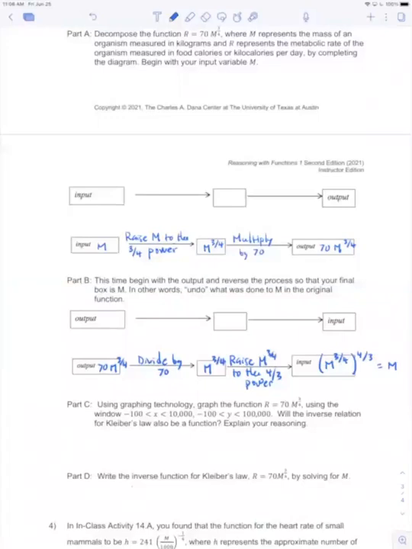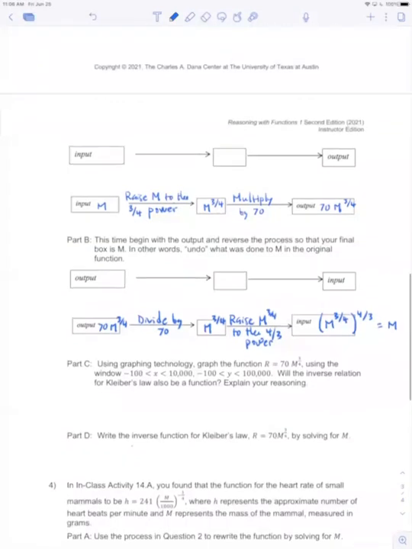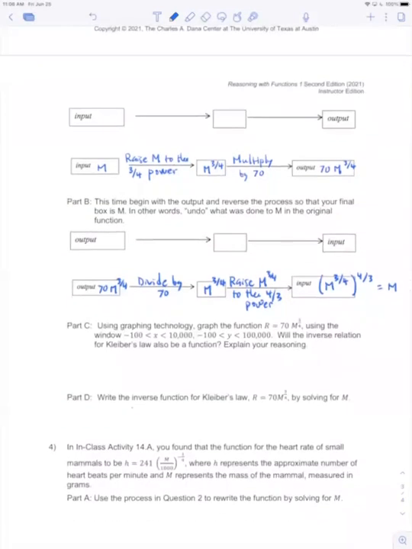Write the inverse function for Kleiber's law by solving for m. Okay, I'm just going to move this up a little bit. So we want to write the inverse function for Kleiber's law by solving for m. And here we go. I'm just going to write r is equal to 70 m to the 3/4. So to undo this, the first thing I'm thinking to do is divide by 70. So we get r over 70, and we're left with m to the 3/4.